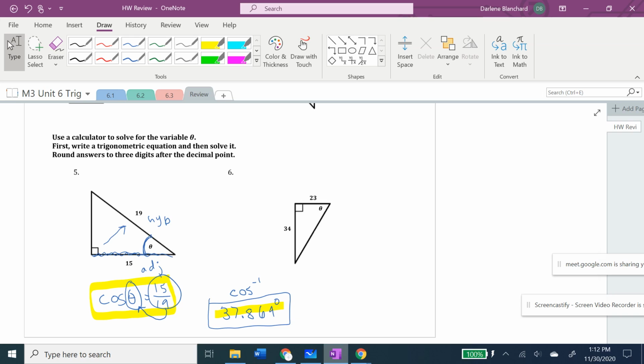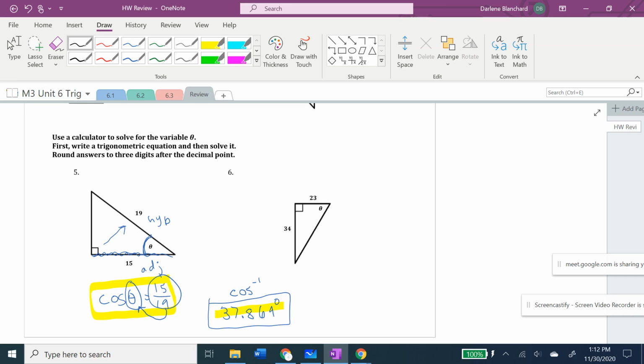Anyone else need to know how to use their calculator? Because you need to know how to use your calculator for tomorrow's quiz. Okay. Let me know if you don't and if you need help.